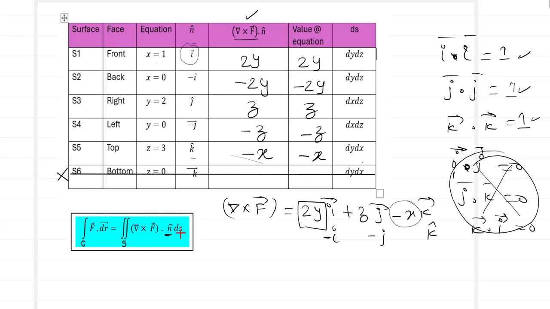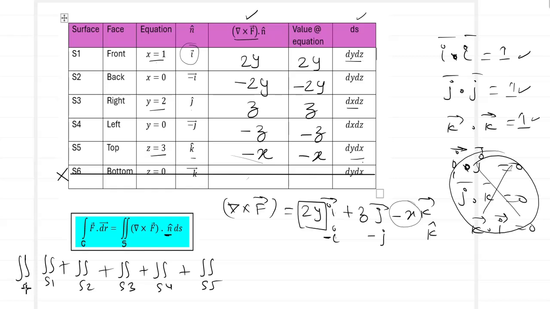I will have to just fix my dS. What is my dS? When it is x, the remaining two are my dS: dy dz. When you have y, you have the remaining two, x and z, as your dS. When you have z, the remaining two variables, y and x, are my dS. So now I will have to integrate on how many surfaces? I will have to integrate on 5 different surfaces. So it is going to be S1 plus S2 plus S3 plus S4 plus S5. This is going to be my S.